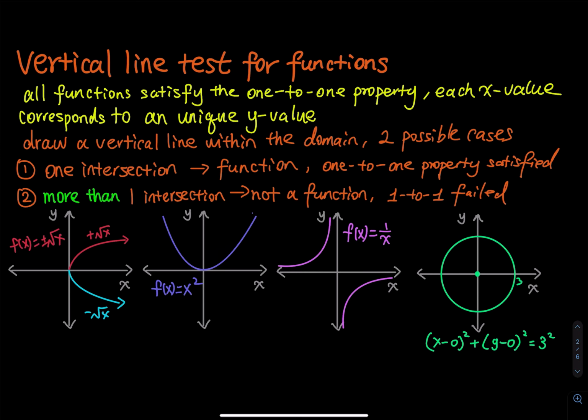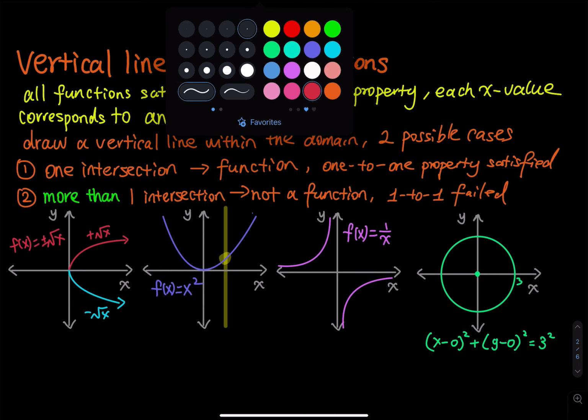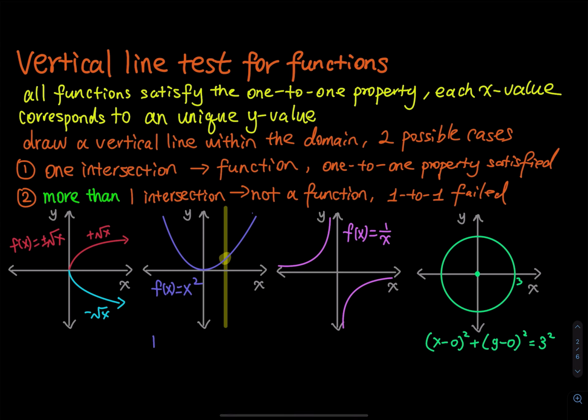Extremely easy. The way we do this is we draw a vertical line within the domain, and then there are two possible cases. The first case is exactly one intersection, which means the graph represents a function, and the one-to-one property is satisfied. For example, take a look at the parabola, f of x equals x squared. You just draw a vertical line anywhere in the domain, and there is exactly one intersection. That means the one-to-one property is satisfied, so it is one intersection, and then this is a function.